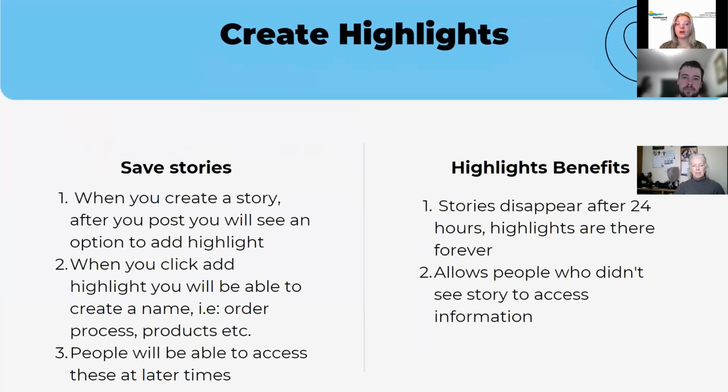So I also wanted to go over highlights. So highlights are a tool. I'm going to show you what they look like. You might be familiar with them. So if you save your story, so when you create a story, after you post it, you will see an option that says add highlight. So when you click on that, it will ask you to create a name. So you can do order process, products, and then people will be able to access.